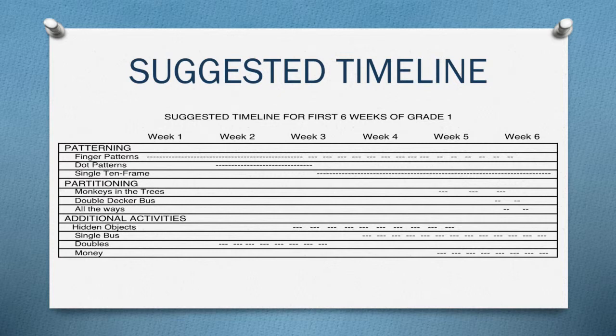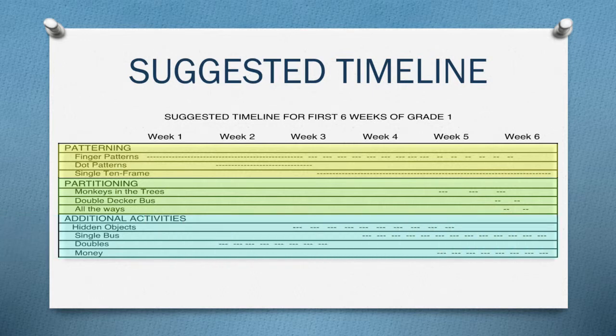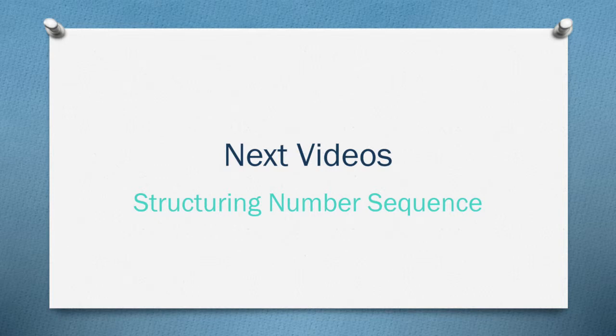We include a timeline here for your reference. Here we see the patterning activities, the partitioning activities, and the additional activities for small numbers. And the dotted lines on each, after each instructional activity indicate when it can be used productively within this whole set of activities. The next videos will be for the structuring numbers sequence.